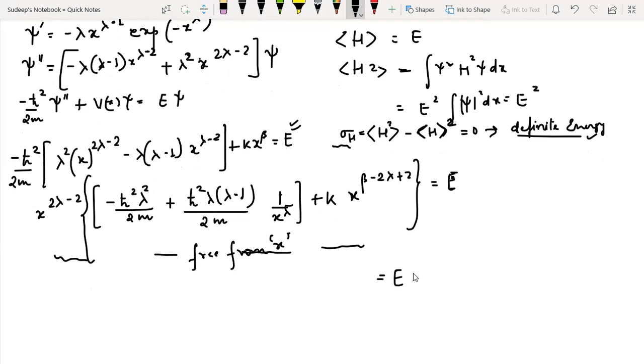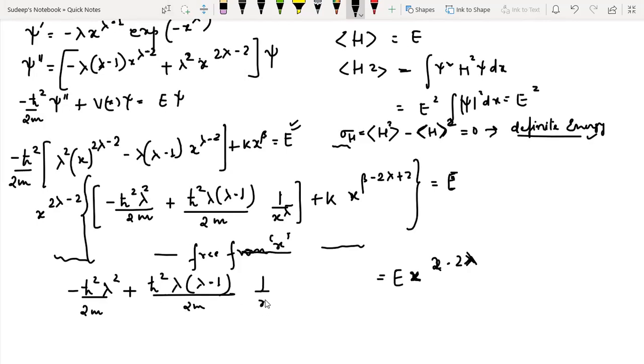So I'll write E into x raised to power 2 minus 2λ here, and here I'm getting minus ħ² λ² upon twice m plus ħ² λ into λ minus 1 upon twice m, and 1 upon x raised to power λ, plus k times x raised to power β minus 2λ plus 2. Now what will happen is that we are considering it for large values of x only, which also implies indirectly that I can take limit x tends to infinity on both sides.